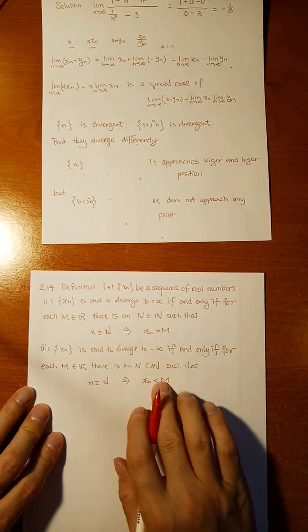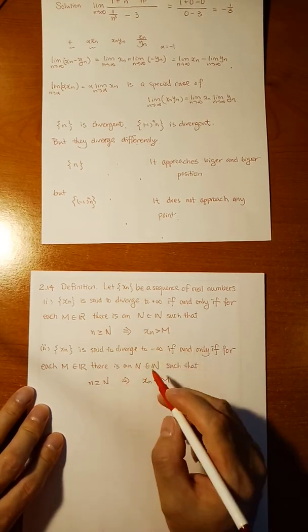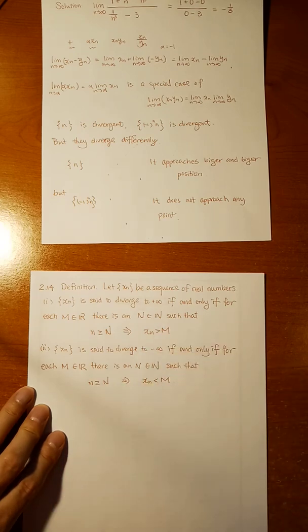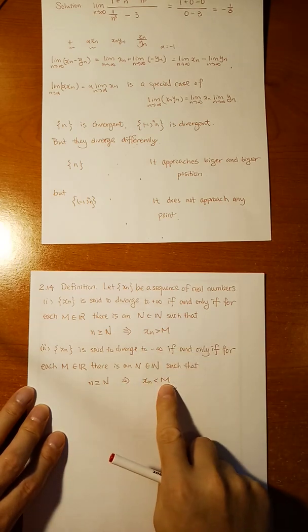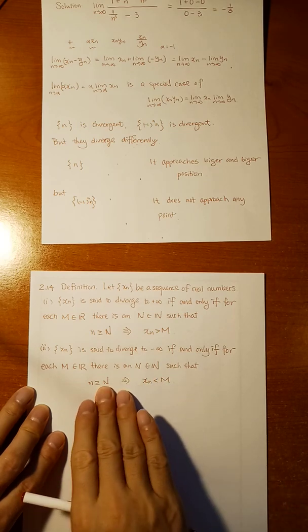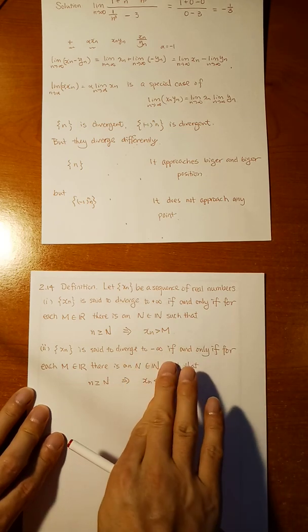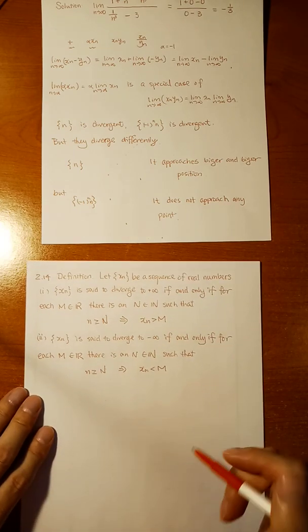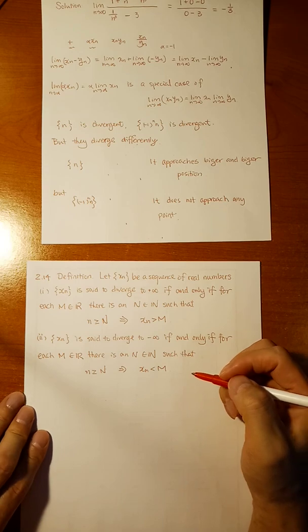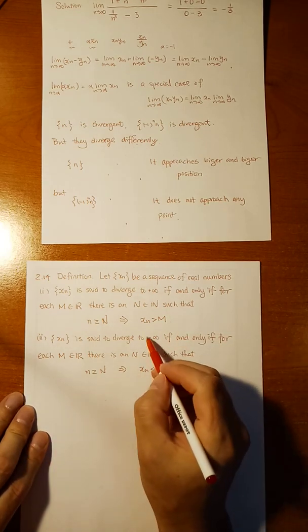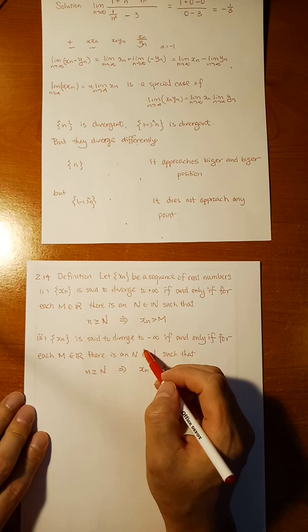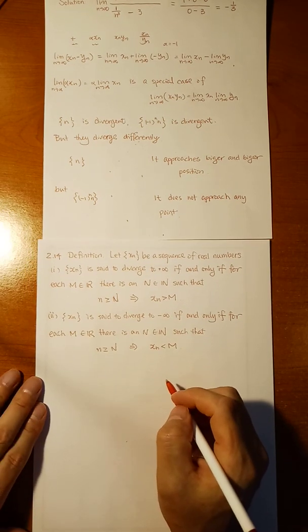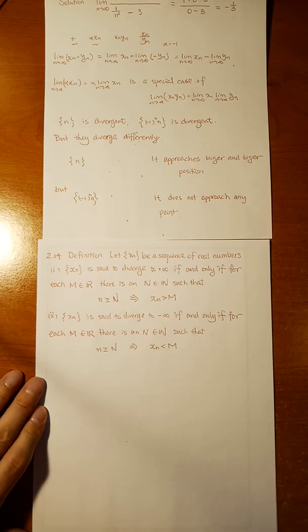Here, because this m represents negative infinity, it will be understood as small as possible, negatively large. It can be understood as a very negative number. After capital N, all the terms will be less than that very negative number. So that's a representation of negative infinity. Negative infinity is less than whatever pre-selected negative numbers.